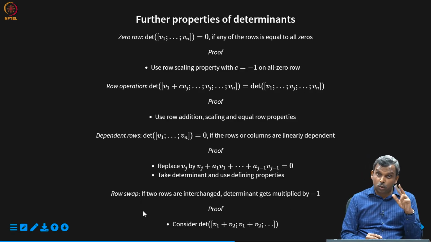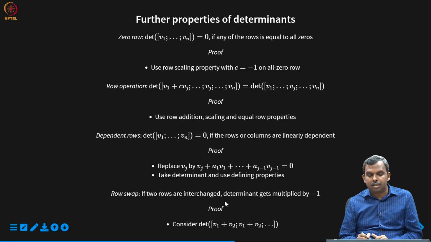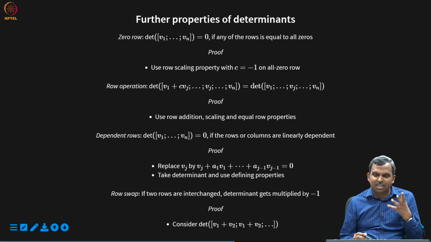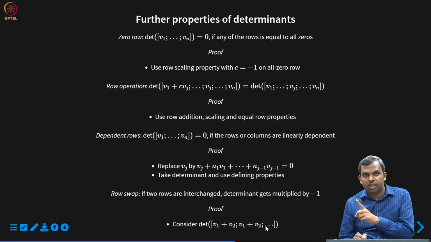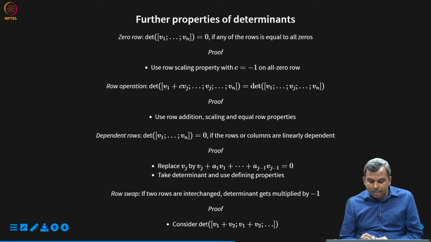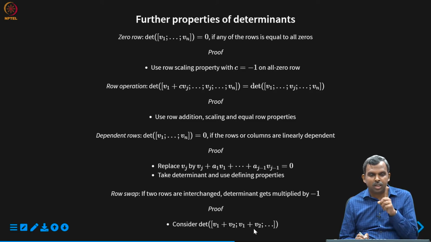And the final property is a row swap. We were doing these row swaps as part of the row operations. If 2 rows are interchanged, then it turns out the determinant gets multiplied by -1. So how do you prove this? This might seem a little bit difficult, but what you do is you take the original matrix v1, v2, ..., vn. You look at this other determinant: the first 2 rows, instead of being v1 and v2, I will replace them with v1 plus v2 and v1 plus v2, and look at the determinant of that.